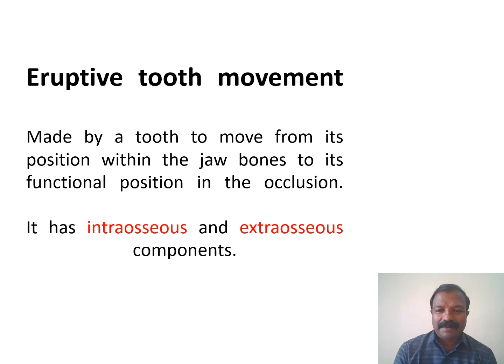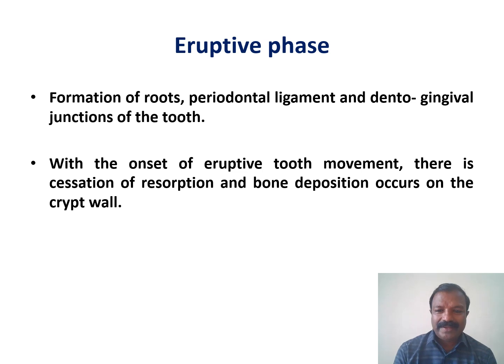Next is regarding the eruptive tooth movement. It is made by the tooth to move from its position within the jaw bones to its functional position in the occlusion. It has an intraosseous and extraosseous component. So in the eruptive phase, various changes are happening, like formation of roots, the periodontal ligament, and the dentogingival junction. And with the onset of eruptive tooth movement, there is cessation of resorption and bone deposition occurs on the crypt wall.